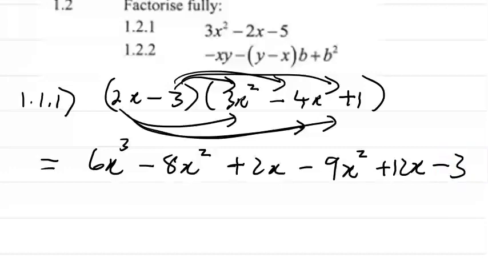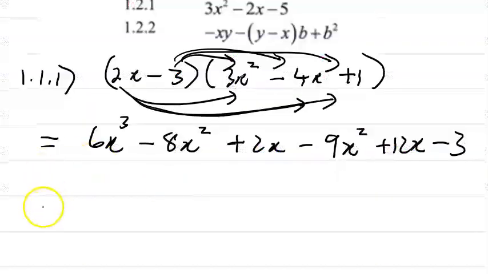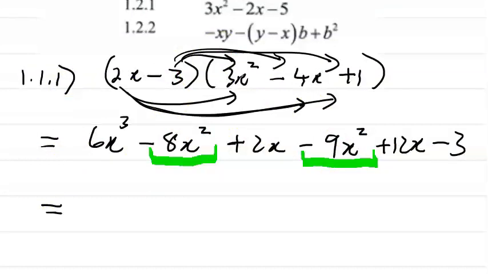Now, we need to add the like terms. So let's identify the like terms. The like terms will be the x squared terms, minus 8x squared and minus 9x squared. And also the like terms here are positive 2x and positive 12x. Those are our like terms. And then we simply bring our other terms down that don't have any other like terms to add or subtract to.